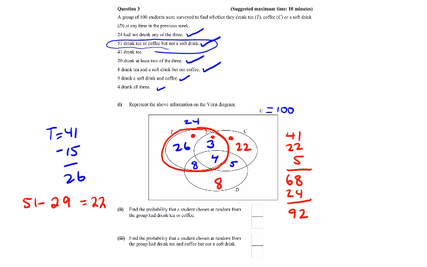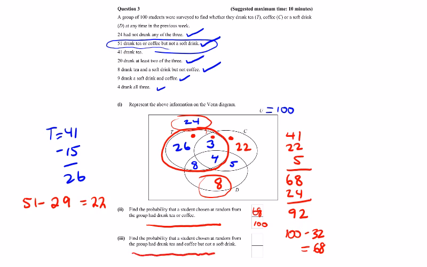Find the probability that a student chosen at random from the group had drunk tea or coffee. Well, tea or coffee is everything except this one and this one. So that's 32. 100 minus 32 is 68. So 68 inside those 2 boxes, 68 over 100.